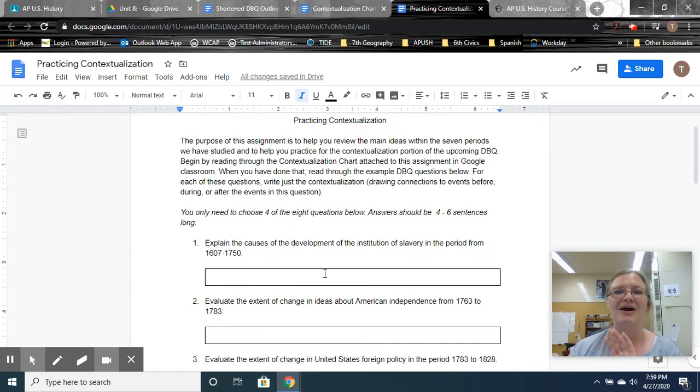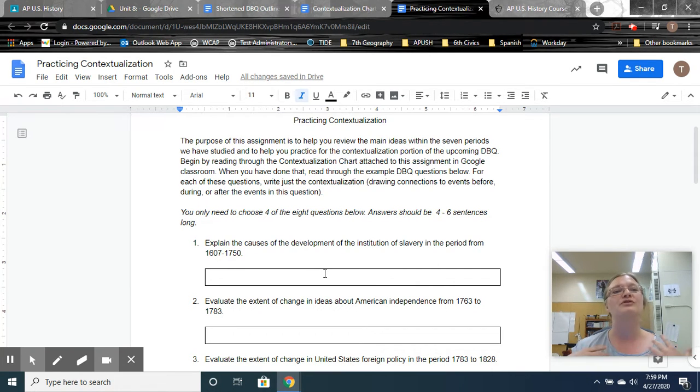Each one should only be about 4 to 6 sentences long. You don't want it to be too long because when you're writing the DBQ and it's timed, it'll take up too much time if you go too in depth. But hopefully this will help you see how the chart can be helpful as well as review what we've learned. So that's what we're doing this week.